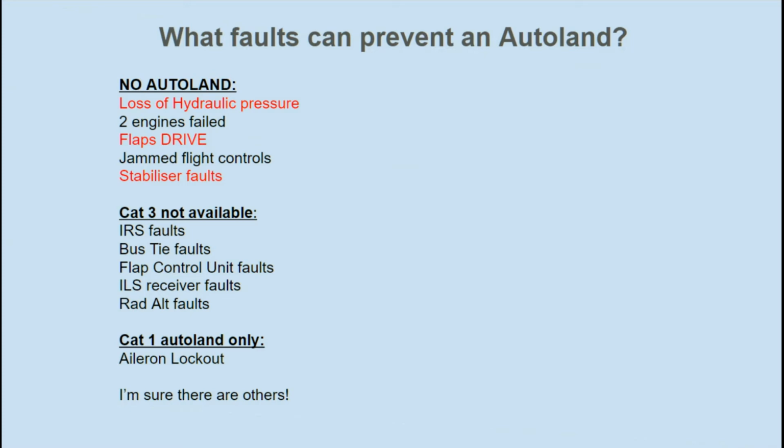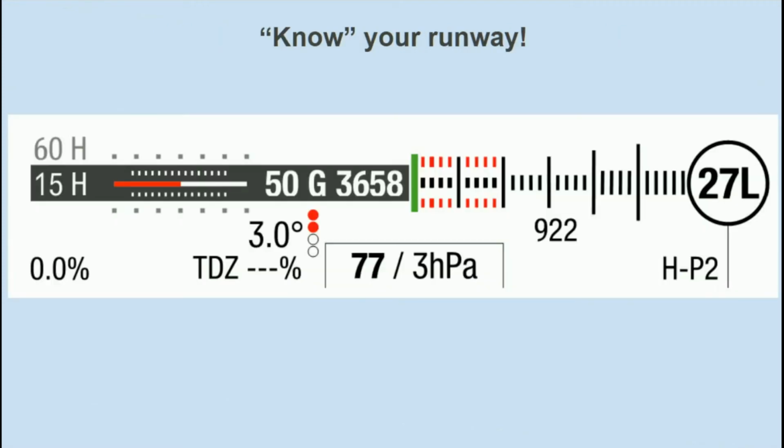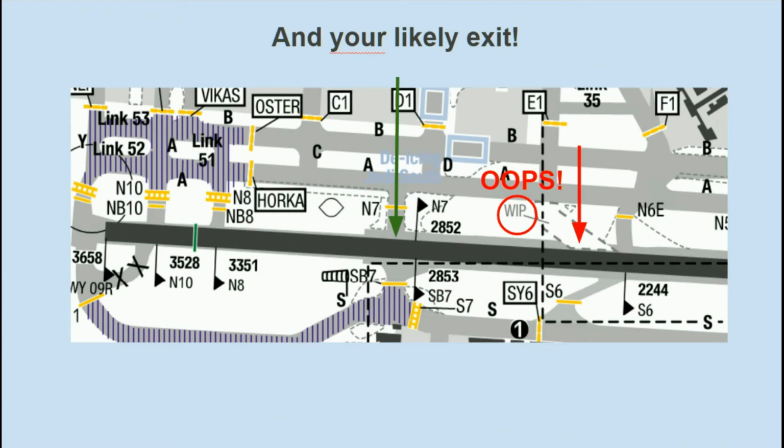For example, a diversion. What if on your diversion to a foggy airport you get one of these issues, for example? The other thing is that having arrived at your destination, make sure you know what the runway is going to look like. Have a look at the chart, make sure you know the width, the length, the slope, the lighting, and so on. And as well as that, turn-offs. Don't go up a blind alley.